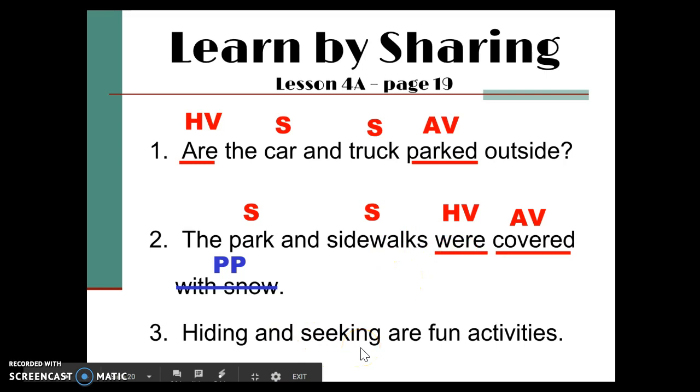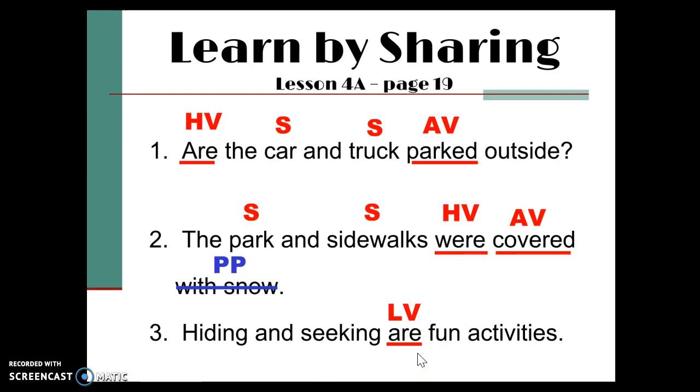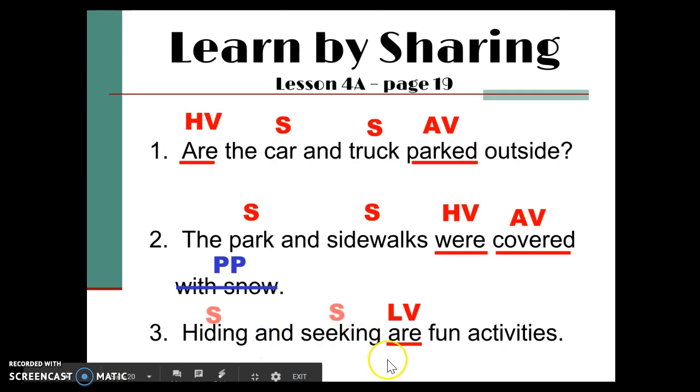The next example, hiding and seeking are fun activities. Looking for a verb, I remember memorizing are as a verb. I'm going to look to see, is there a verb after it that shows something else that the subject could be doing. So fun, I can't fun, so that's not a verb. And activities isn't a verb. So are is acting by itself. I think it's a linking verb. So now I'm going to ask, who or what are fun activities? Hiding and seeking are fun activities. And I know this is a linking verb because there's a noun at the end that's going to link back here and rename my subjects.